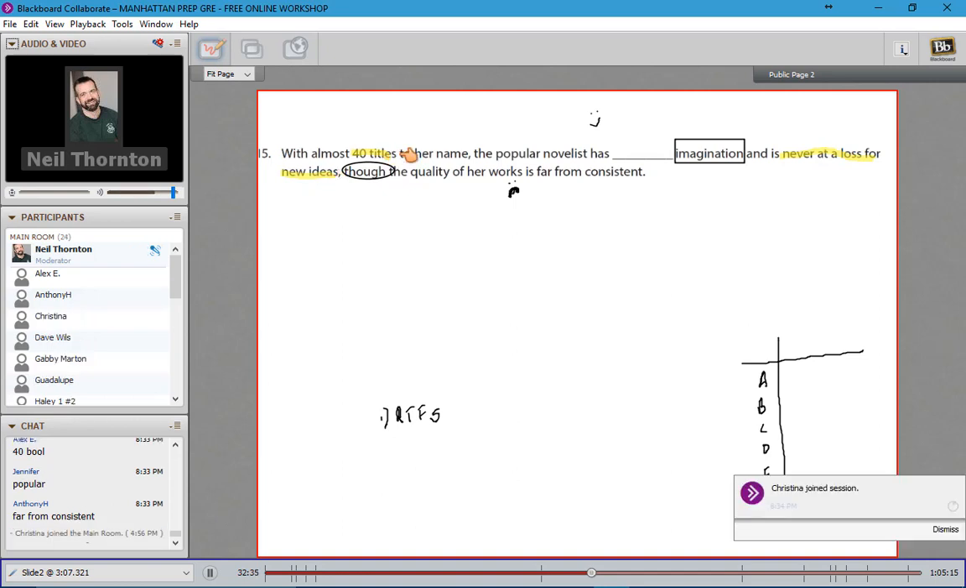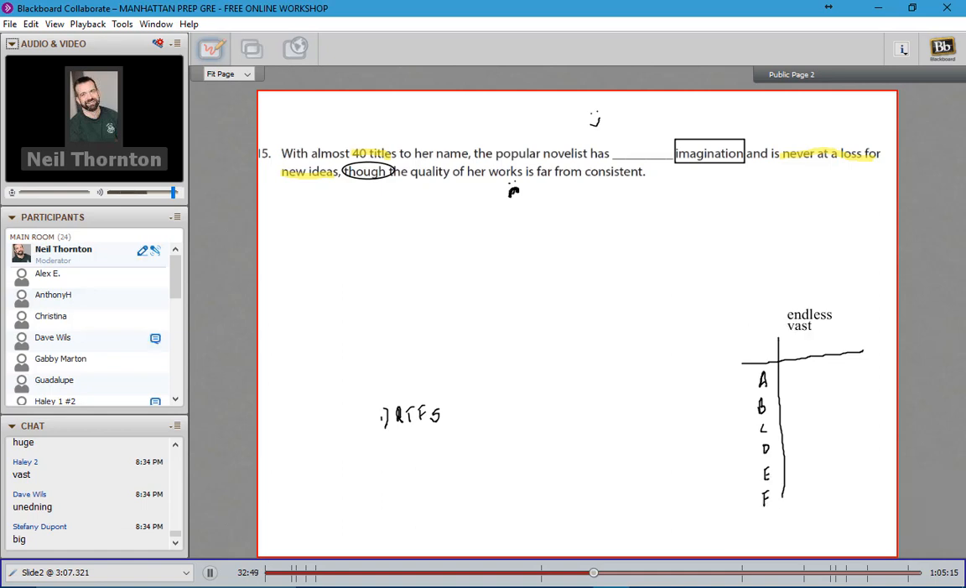of a lot. So in your own words, what is a simple word you came up with to fill in the blank here? Endless. I love this, man. All right. Vast, sweet, big. I love big, big. Wild imagination, right? Unending. All right. Unstoppable. These are great, man.